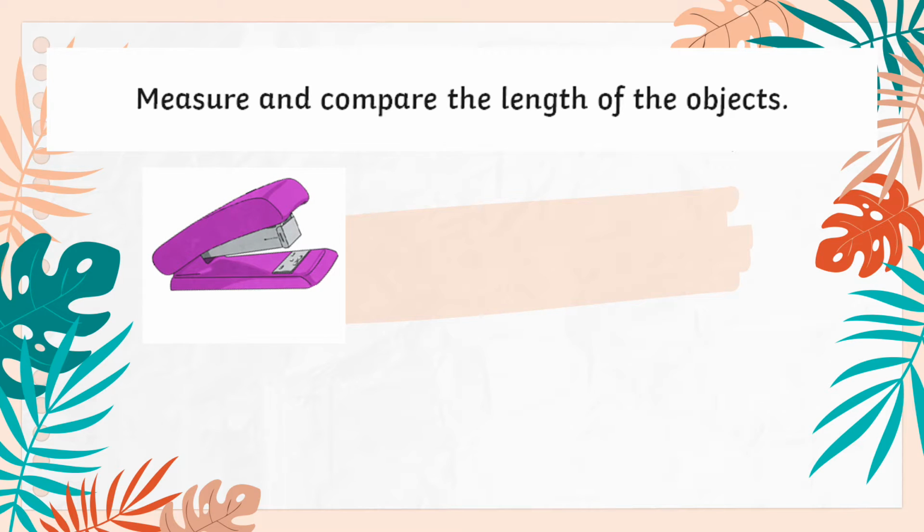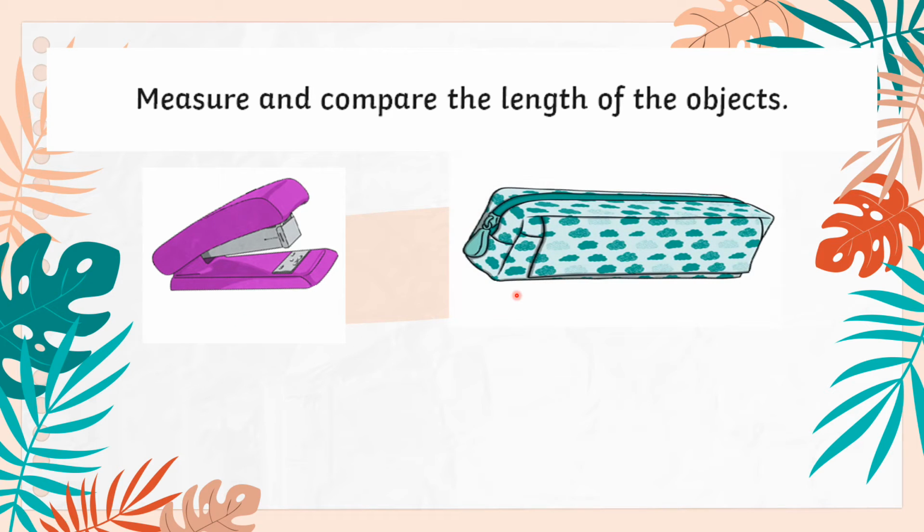Do you see an object here? I see a stapler here. Now let's see what we are going to compare the length of this stapler with. This is a pencil pouch. So how are we going to compare their lengths? We are going to put paper clips in a line. We are going to compare their length by counting the number of paper clips that combine together and show the length of both the items.